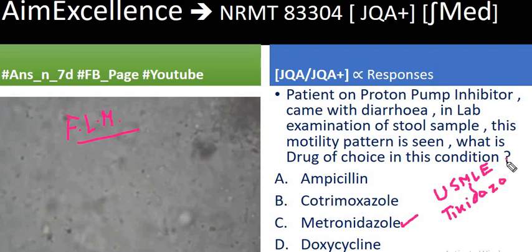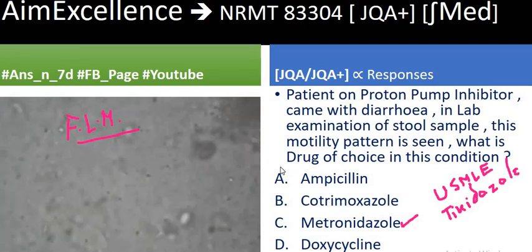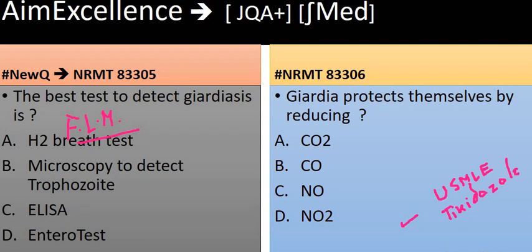Now we are going to discuss two more questions regarding giardiasis. These are new and interesting ones. So the best test to detect giardiasis is: A, hydrogen breath test, B, microscopy to detect trophozoite, C, ELISA, D, Entero test. And another is: Giardia protects themselves by reducing, with four options again given out here: carbon dioxide, carbon monoxide, nitric oxide and nitrogen dioxide. You have to pick one of them.